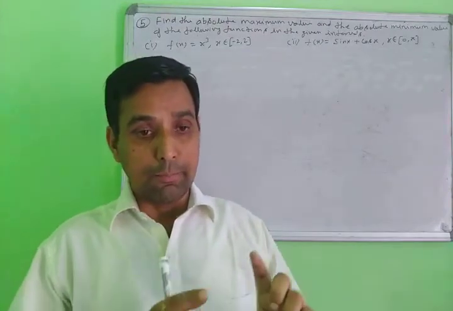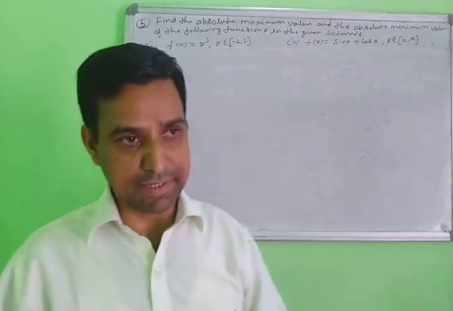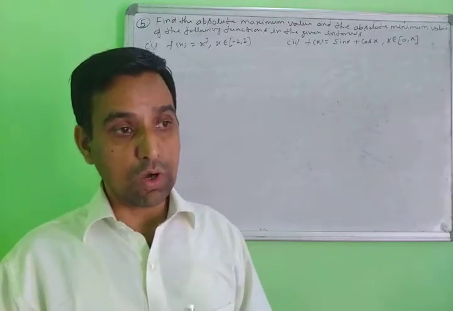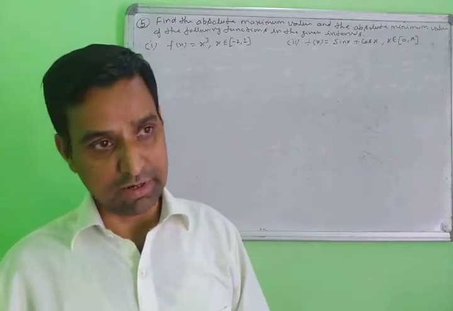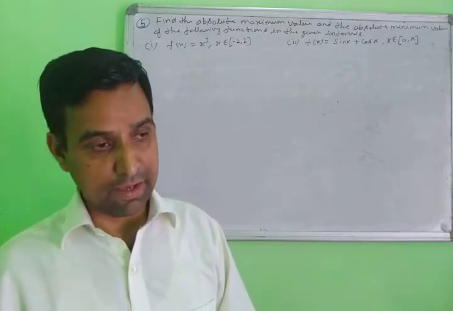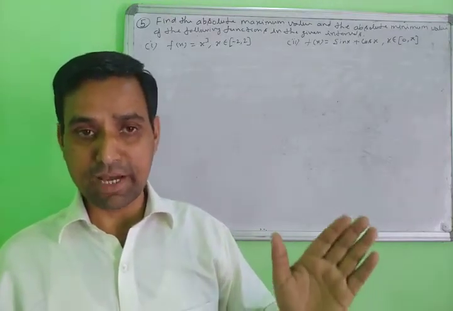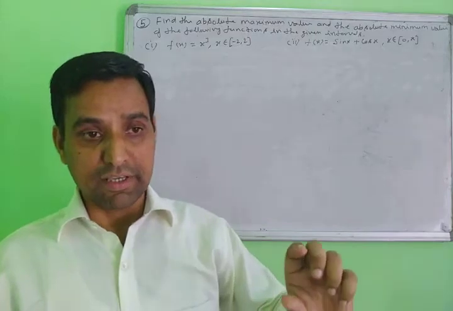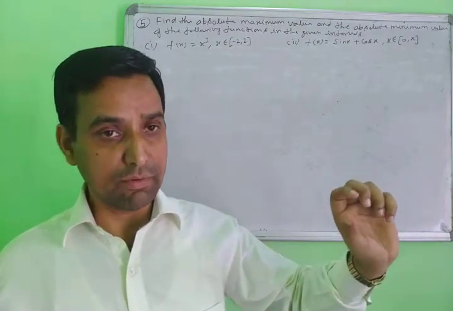Now, maximum value and minimum value of different functions, this work is completed, and local maxima and local minima of different functions, this work is also completed. Today I am taking absolute maximum value and absolute minimum value. Absolute maximum and absolute minimum are not different. This is the same maximum and minimum, but here there is more than one maximum value and more than one minimum value.